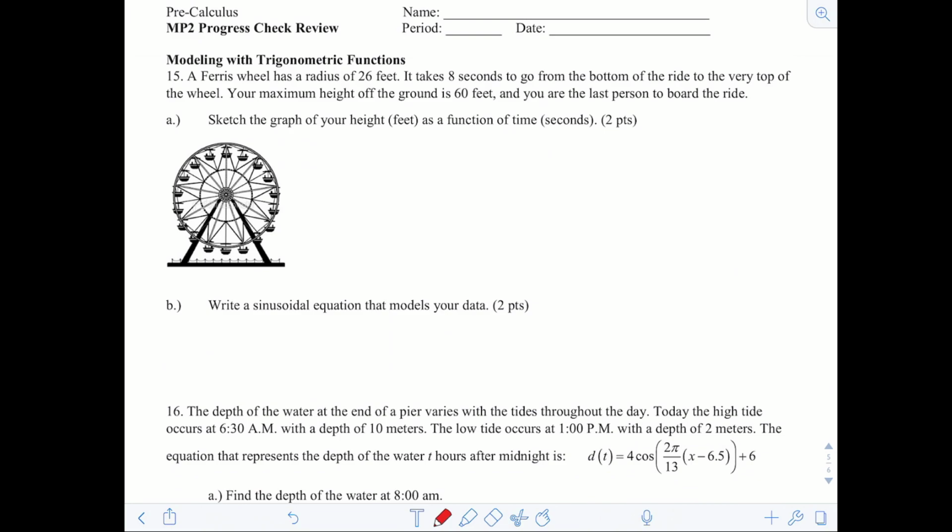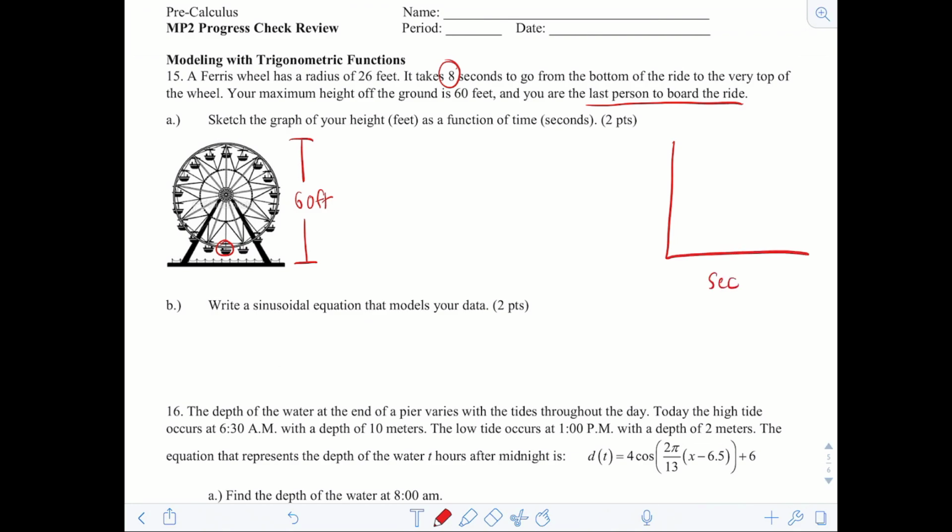It takes 8 seconds to go from the bottom of the Ferris wheel to the very top of the wheel. So that's actually really important. And it says your maximum height off the ground is 60 feet. So right there is going to be 60 feet. And then you are the last person to board the ride. Now, there's going to be some assumptions that the last person on is going to be at the lowest specific point. So it says sketch the graph of height in feet versus time in seconds.